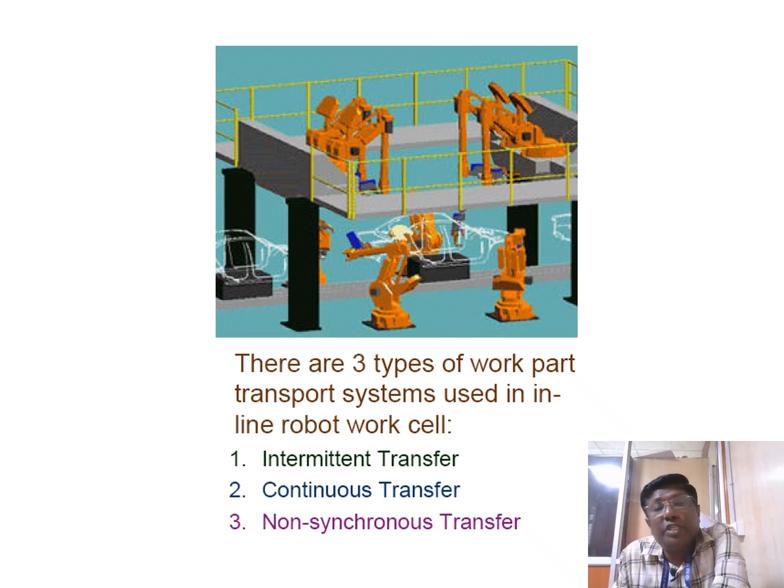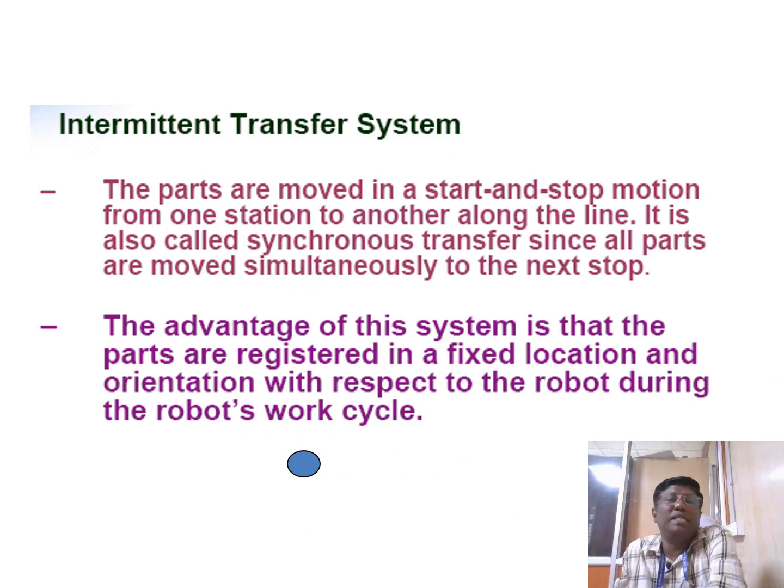The robot can be used for intermediate transfer, continuous transfer, and non-synchronous transfer. Intermediate means in the middle, not the continuous one, for a limited time. Continuous transfer means it can keep doing it continually, and non-synchronous means it can perform without any sequence. Now we'll see what the intermediate transfer system is. The parts move in a start and stop motion from one station to another along the line. It is also called a synchronous transfer line, since all the parts are moved simultaneously to the next stop.